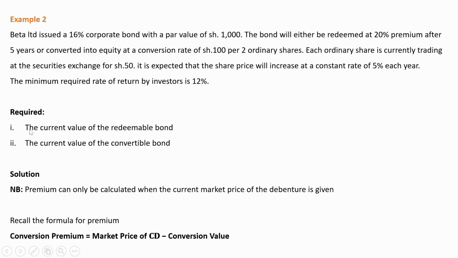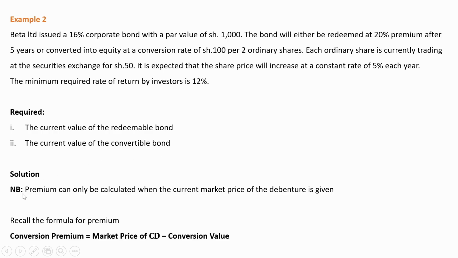Required. Number 1, the current value of the redeemable bond. 2, the current value of the convertible bond. So this one is straightforward. They're not asking you for the value of the bond. Instead, they are asking you for 2 things, the debt value and the equity value. Just that. So in required number 1, value of the redeemable bond, you are simply going to find value of the debt. The second one, value of the convertible bond, you are simply going to find value of the equity, the conversion value.